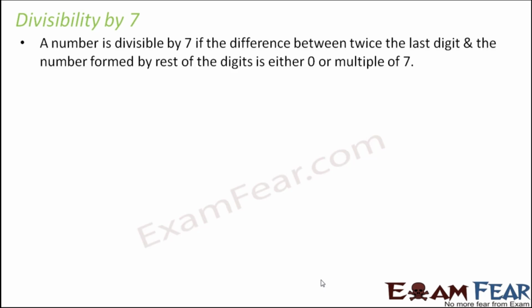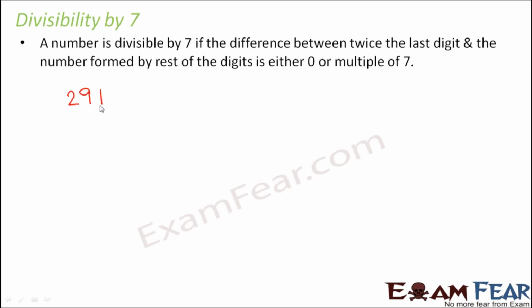So now we will look at the divisibility by 7. The rule for divisibility by 7 states that a number is divisible by 7 if the difference between twice the last digit and the number formed by the rest of the digits is either 0 or a multiple of 7. Now this is not as simple as was the case for 2, 3 or 6. This is a little complicated but not very complicated as well. Let's take one example to understand this.